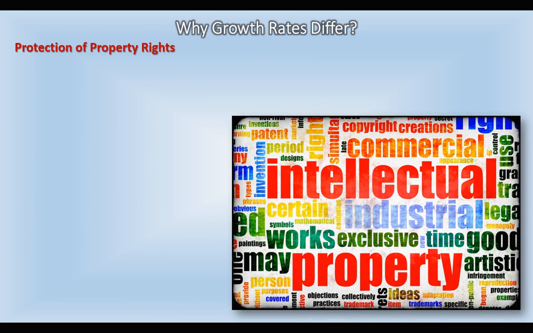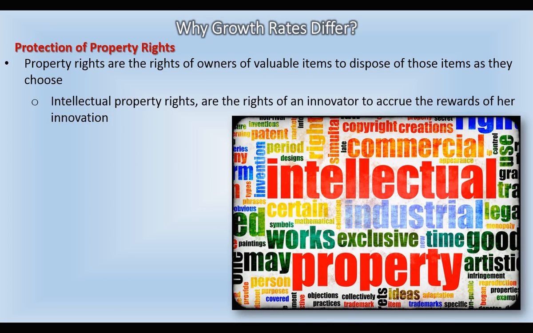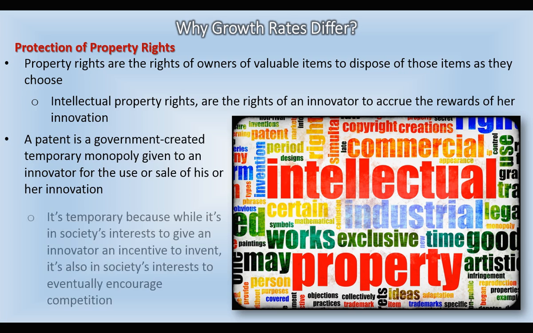So this protection of property rights is a big issue. Property rights are the rights of owners of valuable items to dispose of those items as they choose. Intellectual property rights are the rights to accrue the rewards of an innovation. A patent is a government-created temporary monopoly given to an innovator for the use of his or her own innovation. It's temporary, though, because while it's in society's interest to give an innovator an incentive to invent, it's also in society's interest to eventually encourage competition.